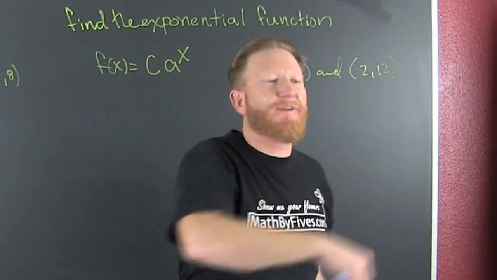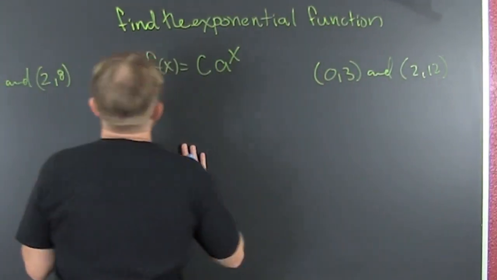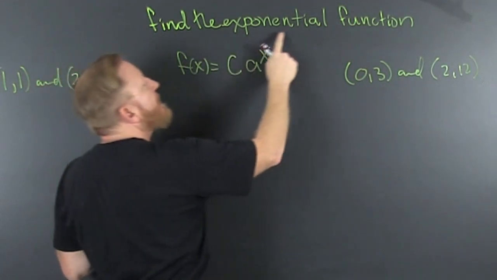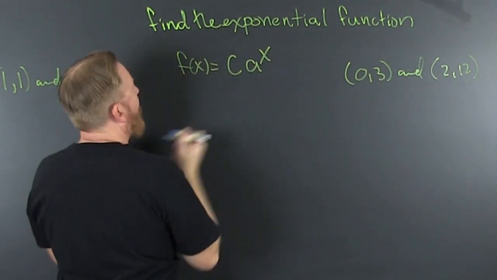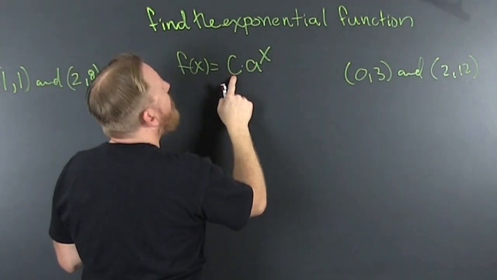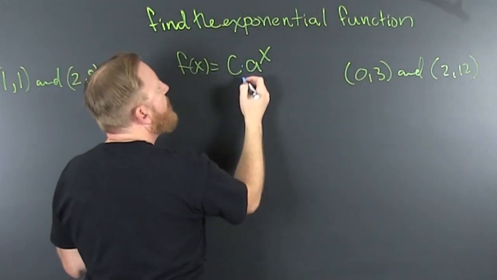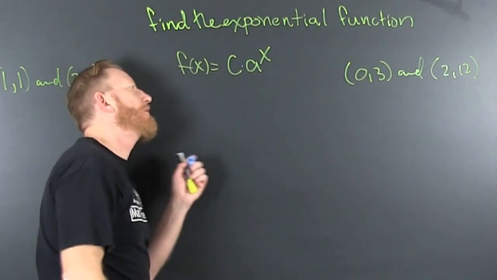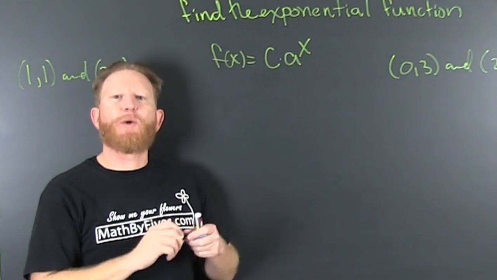Hold it. What are we talking about? We're trying to find the exponential function of the form c·a^x, where you have that constant c, and then a to the x, where a is just some base.